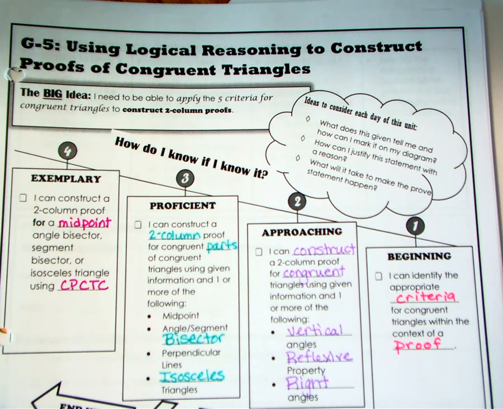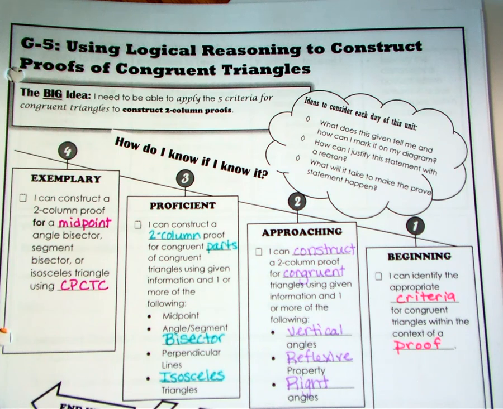Okay, you're approaching proficiency. Level 2, if you can construct a 2-column proof for congruent triangles using given information and one or more of the following: vertical angles, reflexive property, or right angles. And we'll be coming up on that more as we continue on the next couple of days. And 3, you are considered proficient, right?